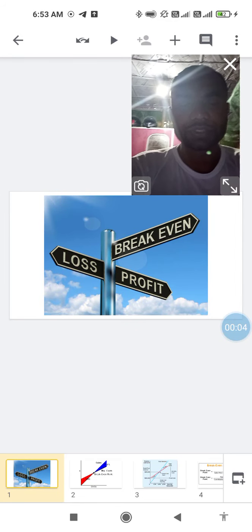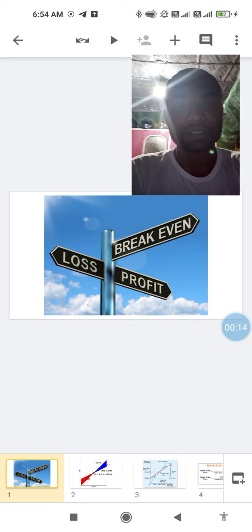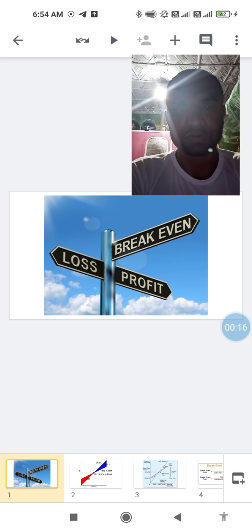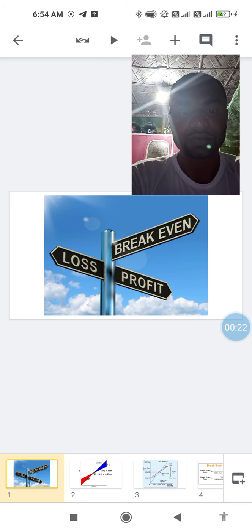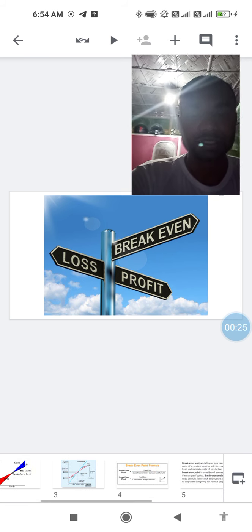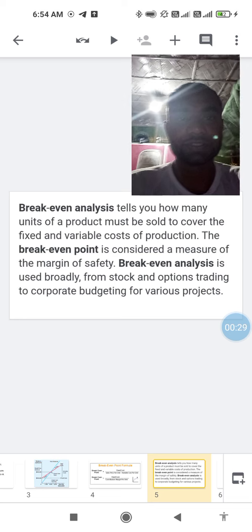Okay, today we shall discuss the new topic, which is from 5.2, and it is break-even analysis. That is a stage where there is no profit or no loss. It's just a very small lesson, and we don't have much to discuss. Let us see what this break-even analysis is.